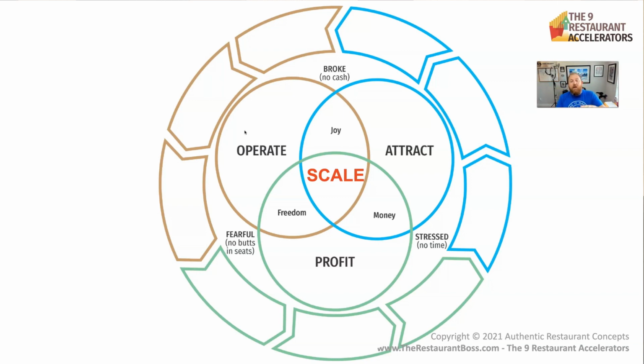Now, let's say that your operations are solid and your profit models are solid, but you're lacking in attraction. Then you're probably experiencing freedom, right? If you've got money and your operations are solid, you could take time off. But if you're not scaling at the pace that you want, you're probably not attracting enough guests to really make it scale. Or let's say that we're great at attracting and we're great at profiting, but maybe we're missing that operations piece. So you probably have money, but you're missing that joy and freedom. So I hope that kind of explains how all of this works.